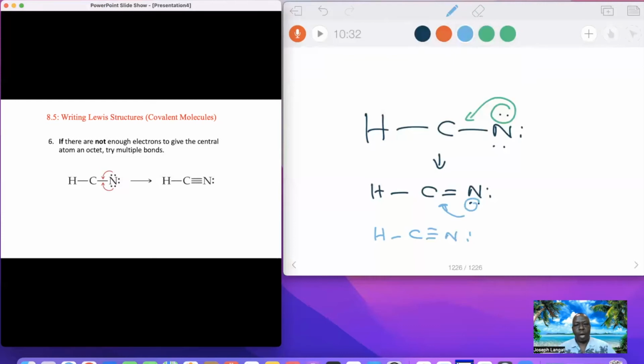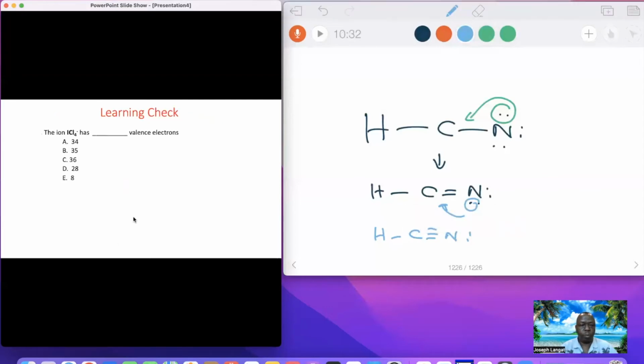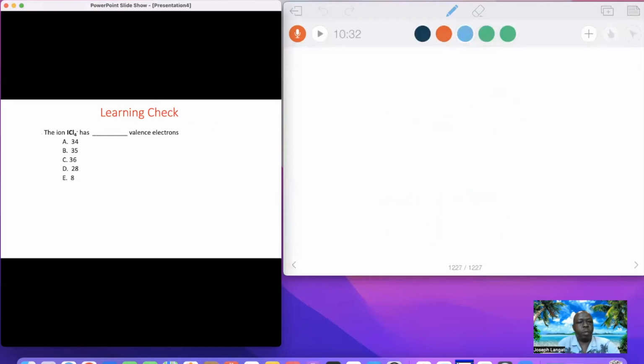If the external atom satisfies the octet rule, the central atom does not end up with 8 electrons. Please use the lone pairs. We're going to talk about the lone pairs, the unshared electrons, to make a double bond or triple bond. Here is a question on Lewis structure, right?